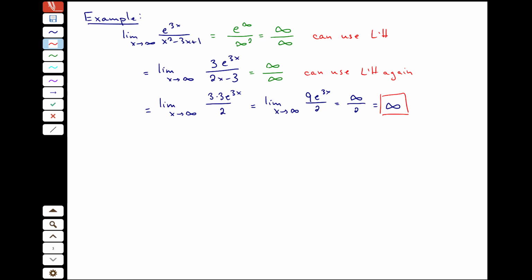Remember, L'Hopital's rule applies when the limit either exists or is equal to infinity. So our third limit is equal to infinity, so it is equal to the second limit. So now the second limit is equal to infinity, and so it has to be equal to the first limit. And so what we conclude after 2 applications of L'Hopital's rule is that the limit as x goes to infinity of e to the 3x divided by x squared minus 3x plus 1 is equal to infinity.